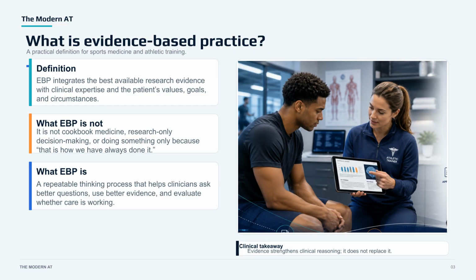That definition matters because it prevents 2 common mistakes. The first mistake is thinking that EBP means research alone. It does not. A study can tell us what has worked in a group of patients, but the clinician still has to decide how well that evidence fits the patient in front of them. The second mistake is ignoring evidence and relying only on habit or tradition. In athletic training, EBP helps us make clearer decisions about prevention, evaluation, rehabilitation, return to sport, and referral. It gives our care a stronger foundation and makes our reasoning more transparent.